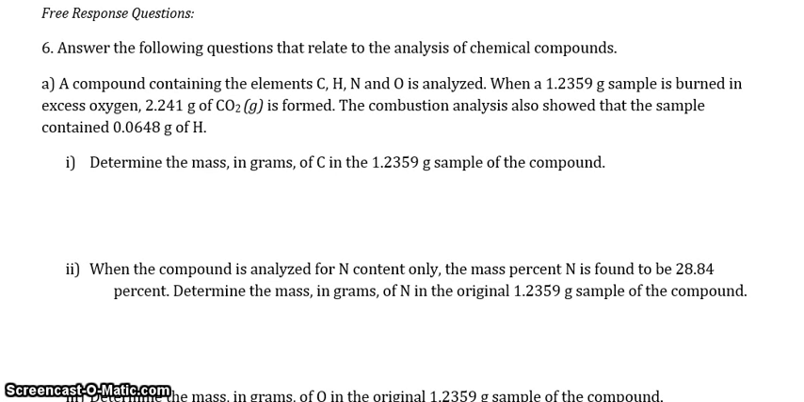A compound containing 4 elements, carbon, hydrogen, nitrogen, and oxygen, is analyzed. When this many grams of that compound is burned in excess oxygen, this much CO2 is produced. The combustion analysis also showed that the sample contained this much hydrogen.